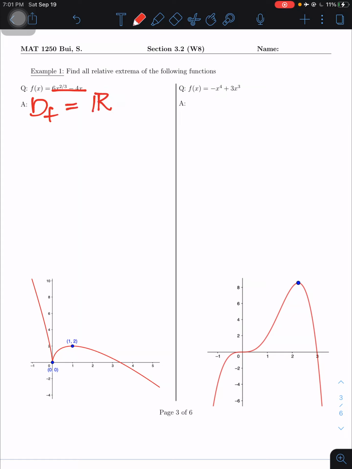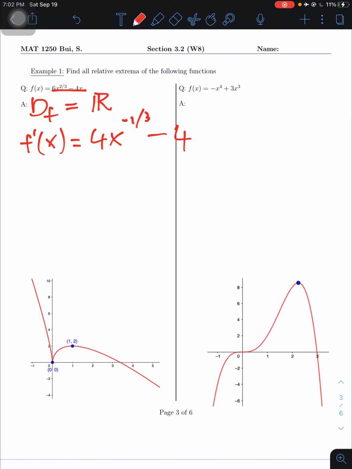Next step, like usual, we're going to take the first derivative of it. So f prime of x, I'm going to do it really quickly. 6 times 2/3, that is 12 divided by 3, and then that's 4. So we have a 4 in here, and then this one minus 1, so it's negative 1/3. And then for the second one, we're going to have a minus 4 in here.